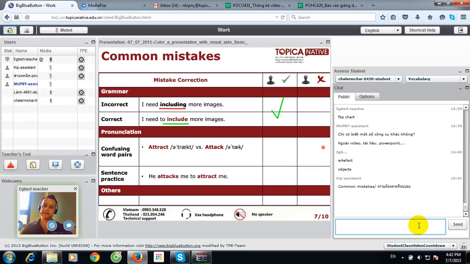Attacks with an S. Attacks. Attack. An X with an S. Attacks. Attack. And attract with a T. Attack. Yeah, the K, and then the next one is difficult, Lang?